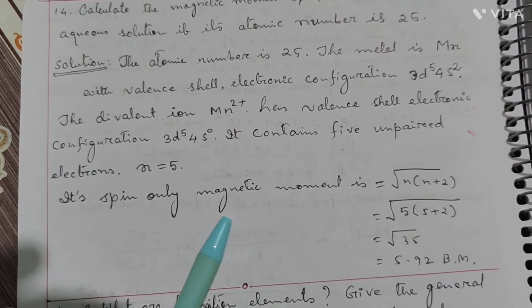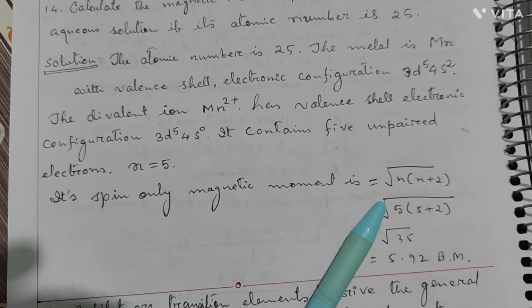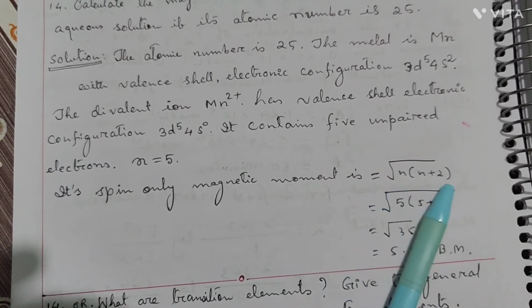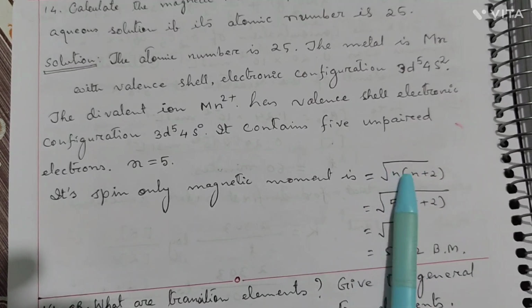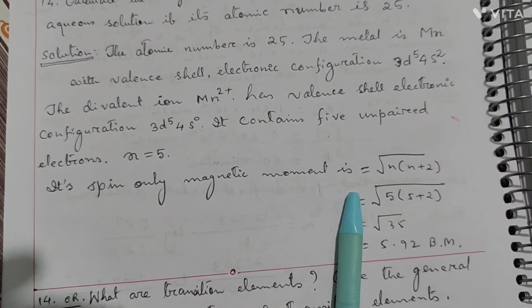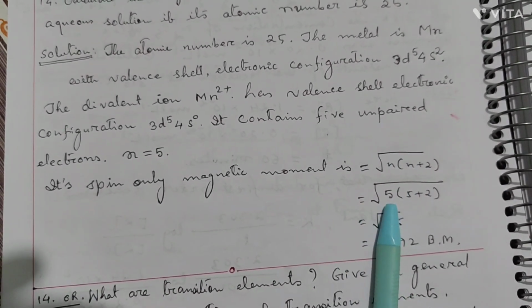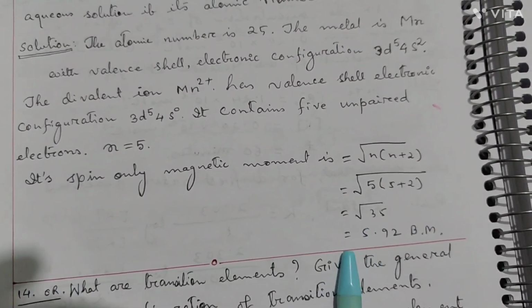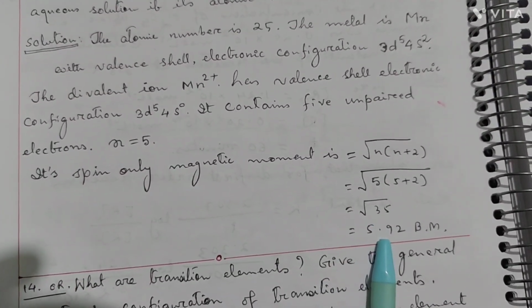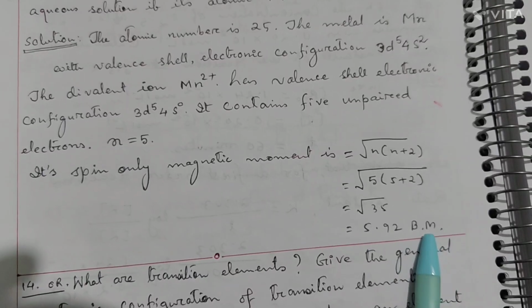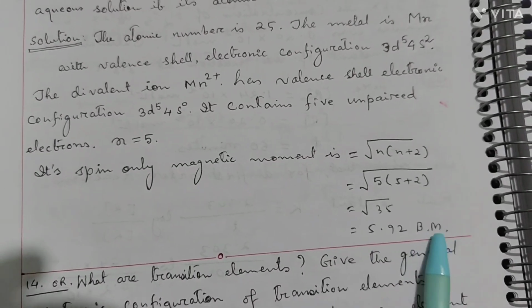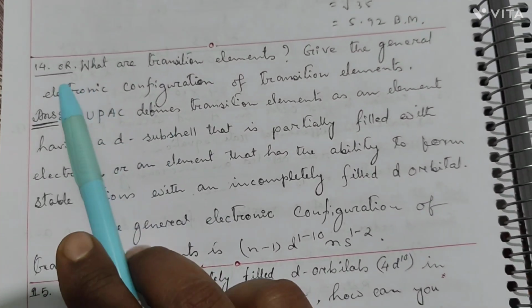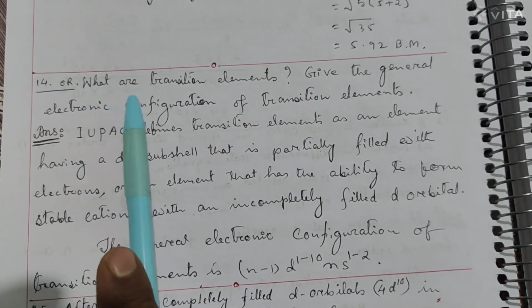Its spin-only magnetic moment is √(n(n+2)). This is the formula of spin-only magnetic moment. Put the value of n, 5 × (5+2), it becomes √35, which is equal to 5.92 BM. BM indicates Bohr magneton. Next, question number 14. It is given as OR.